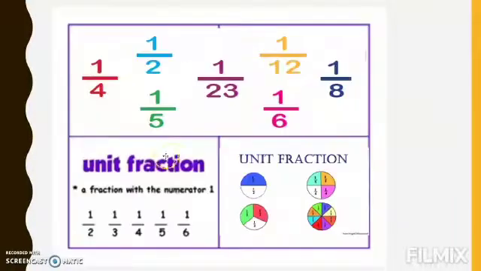Now let us see. The next type of fraction is called the unit fraction. Unit, as the name suggests, 1. So a fraction with numerator 1 is called a unit fraction. You can see example here, 1 upon 4, 1 upon 2, 1 upon 5, 1 upon 23, 1 upon 6, 1 upon 3. All these have the numerator as 1, so they are called unit fractions. As per the definition, unit means 1. So every fraction with a numerator 1 is called a unit fraction.